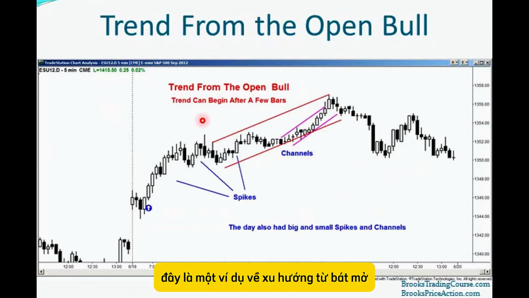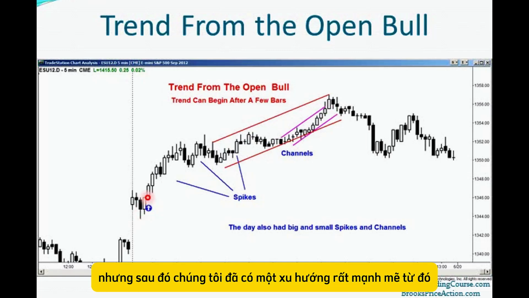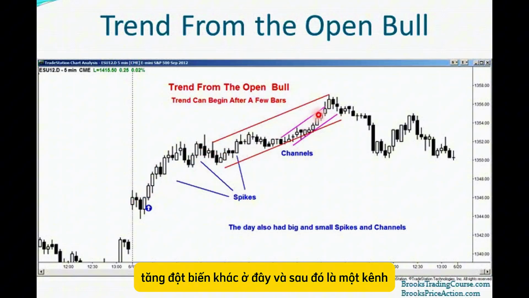Here's an example of a trend from the open bull. The trend began on the third bar of the day. The third bar of the day was the low of the day, but then we had a very strong trend up from there. A bull spike up through here, another spike here, and then a channel. Several different things that you can call spikes that led to the different channels.